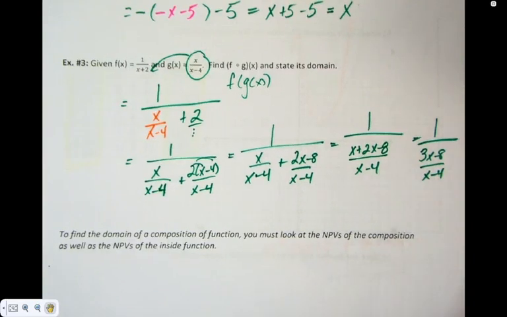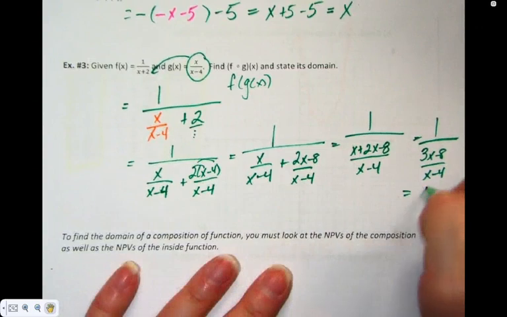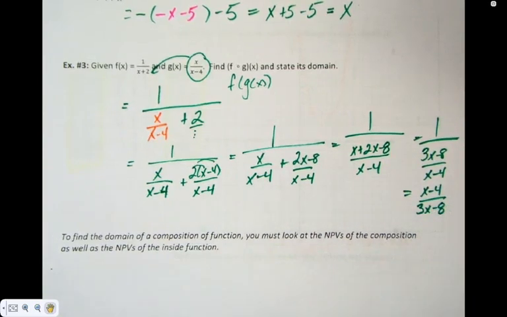How do I divide fractions? Take the bottom one and flip it. What do we call the math word for that? Reciprocal. So I'm going to take the reciprocal of the bottom. So x minus 4 is going to go on the top. 3x minus 8 is going to go on the bottom.